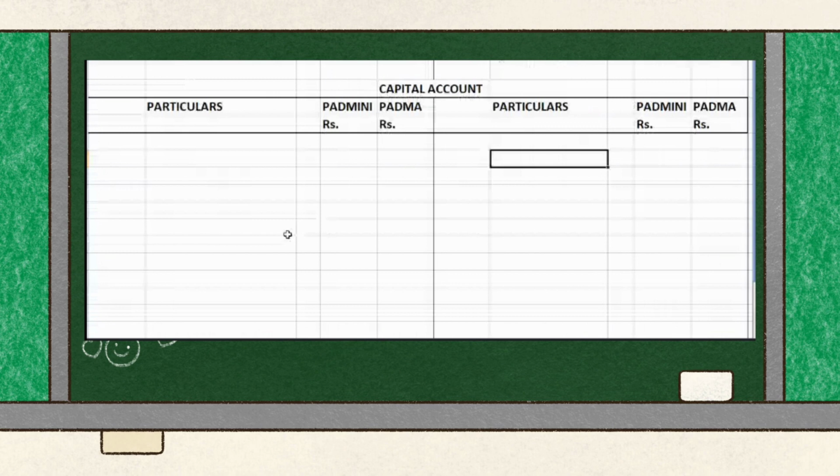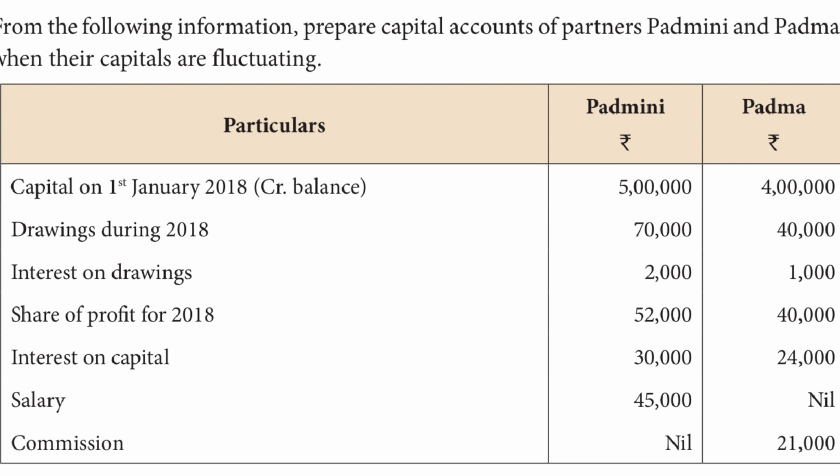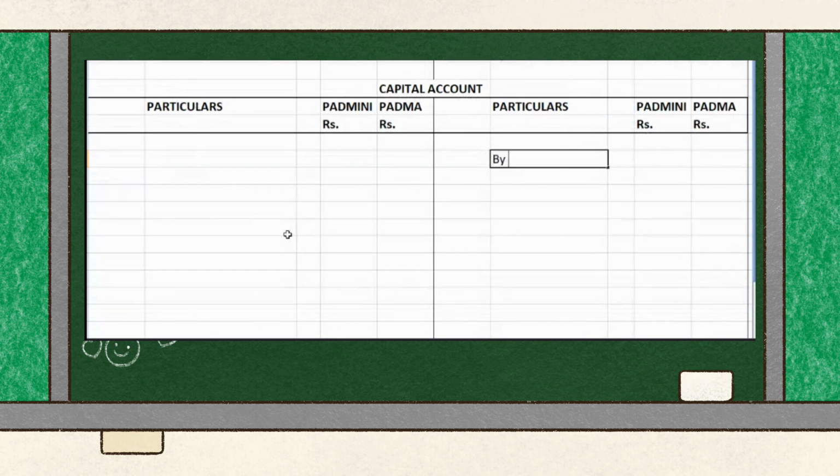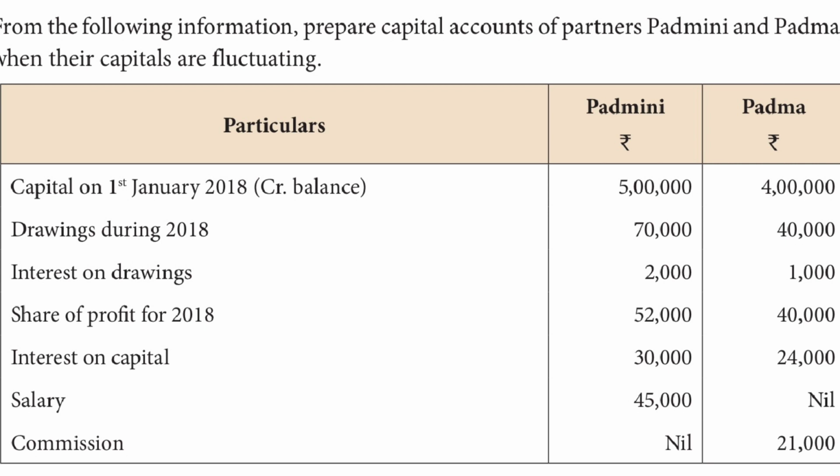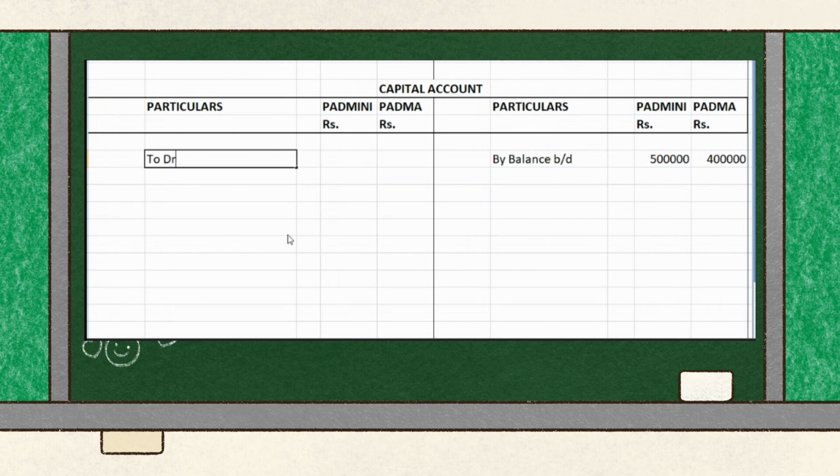So the format of the capital account for Padmini and Padma are ready with the debit side and the credit side. First we are going to enter the first item, which is capital on 1st Jan 2018, credit balance 5 lakh and 4 lakh. So this will be entered on the credit side of the capital account as by balance brought down for Padmini and Padma. Then next item we have drawings. So drawings will go to the debit side of the capital account. So on the debit side you write to drawings, 70,000 for Padmini and 40,000 for Padma.